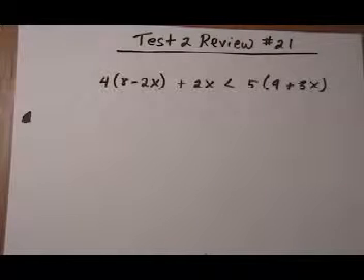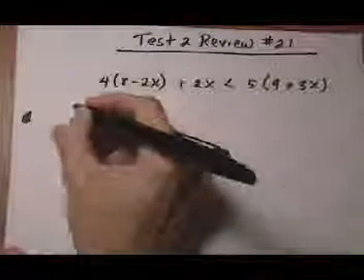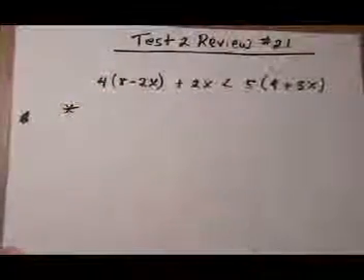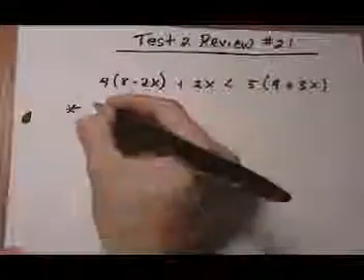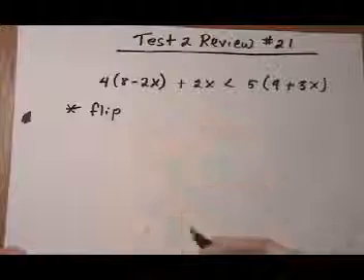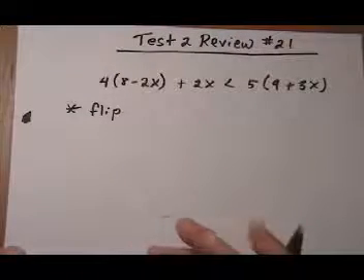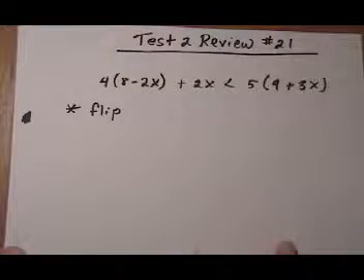Test 2 review number 21. Here we have a linear inequality, and we're going to solve it the same way we solve linear equations, except there's one thing to watch out for. We need to flip over the inequality symbol if we multiply or divide by a negative number, and almost always, that happens in the very final step where you're isolating the x.